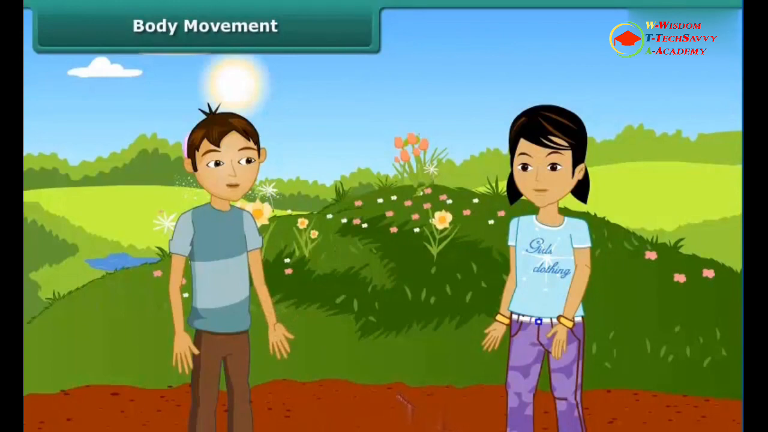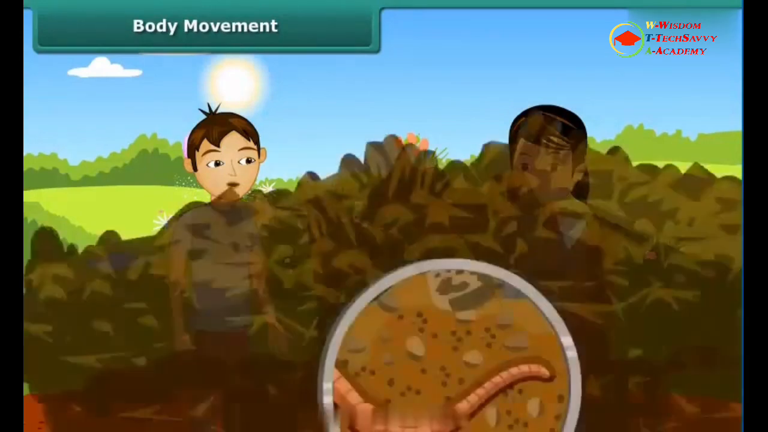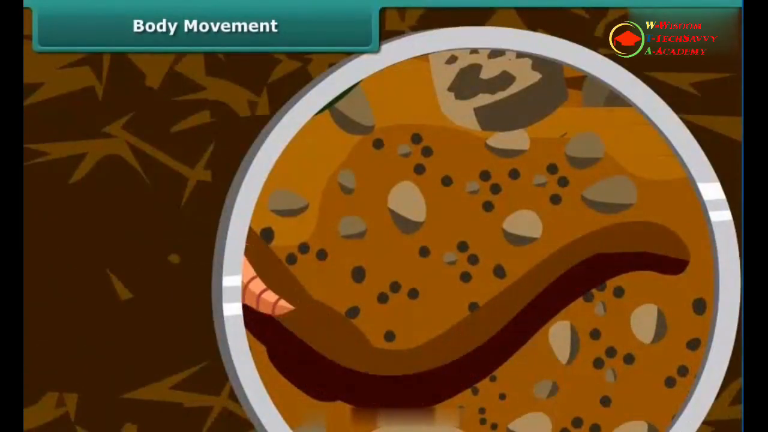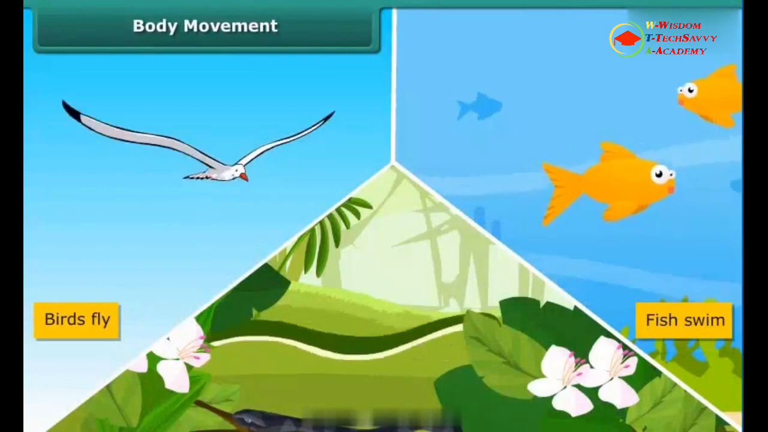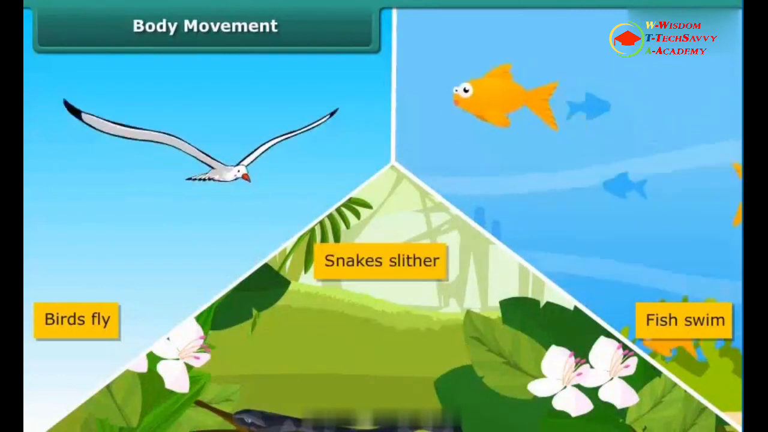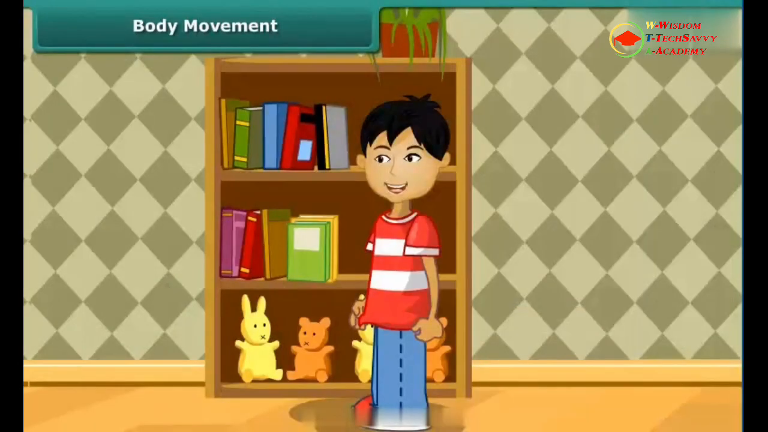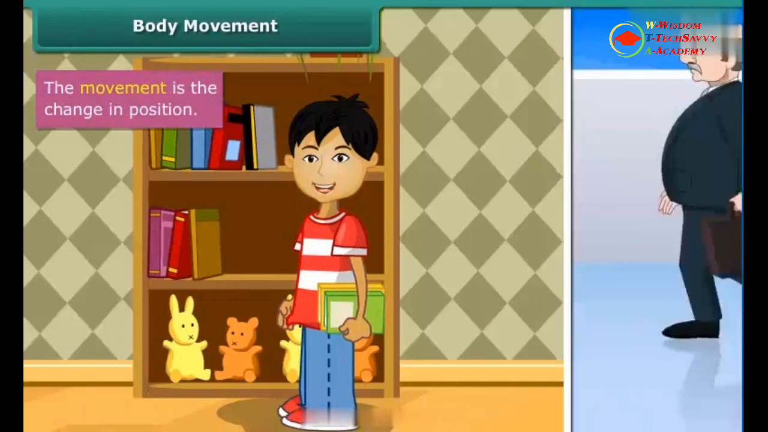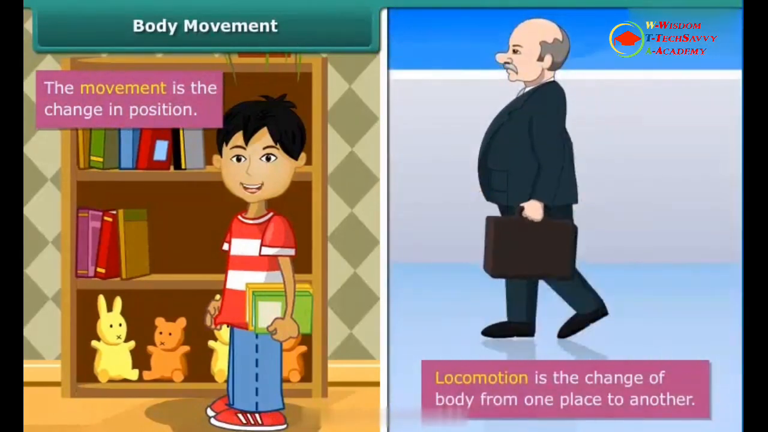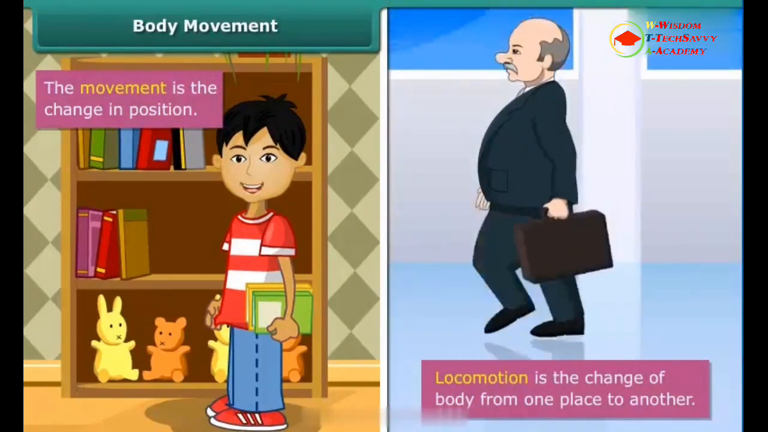Body movement. Hey, look at the earthworm in the soil. How does it creep? Yes, as we walk or run, these earthworms creep or crawl. Birds fly, fish swim, snakes slither. Other than these movements, we can also see that we move various parts of our body, like when we pick up a book, we move our hand. Movement is the change in position, while locomotion is the change of the body from one place to another.